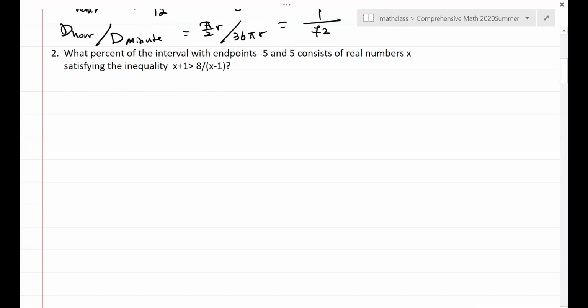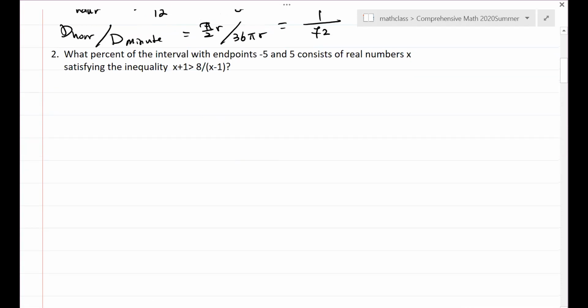So here is the question: what is the percentage of the interval? Here's the interval, and this interval is from -5 to +5. So we are looking for some intervals over which this inequality holds.